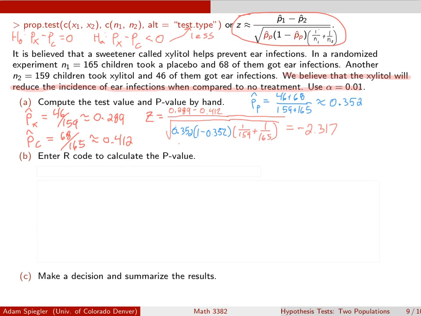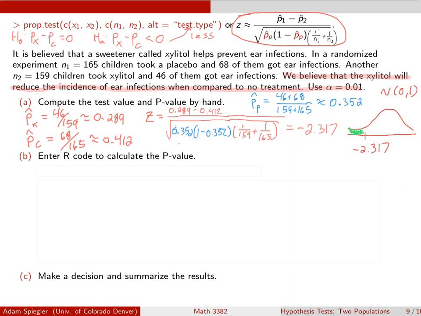Okay, and then our p-value is going to be the probability that we would get a difference even more extreme. In other words, that p hat x is even further below p hat c. That would mean that we would get a test statistic which is even more negative than the one that we observed. The picture of what we're doing now is we have this standardized normal distribution, which is describing our distribution of differences in proportions, and we observed a difference of minus 2.317.